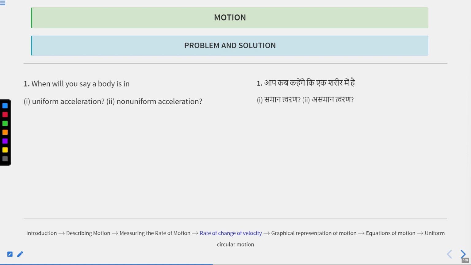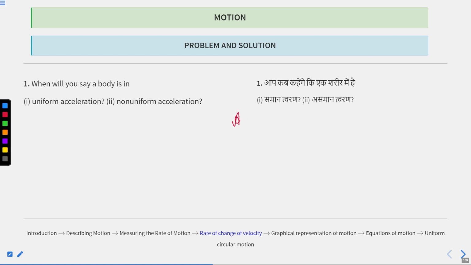So in today's class, we will first continue the questions of acceleration. Then we will learn about the graphical representation of it. So let's solve some questions related to acceleration. And question number one is, when will you say a body is in uniform acceleration and non-uniform acceleration?